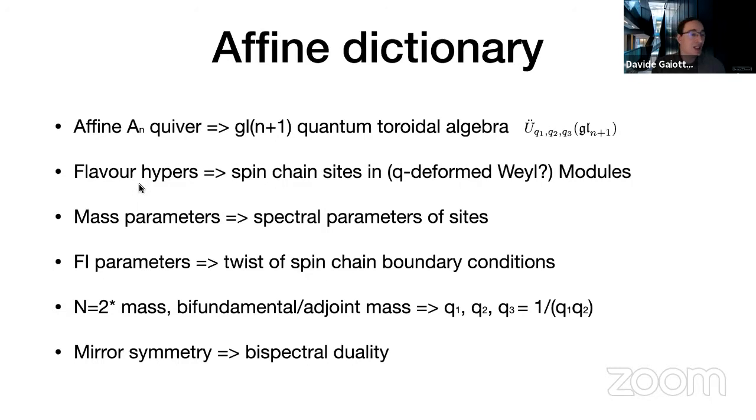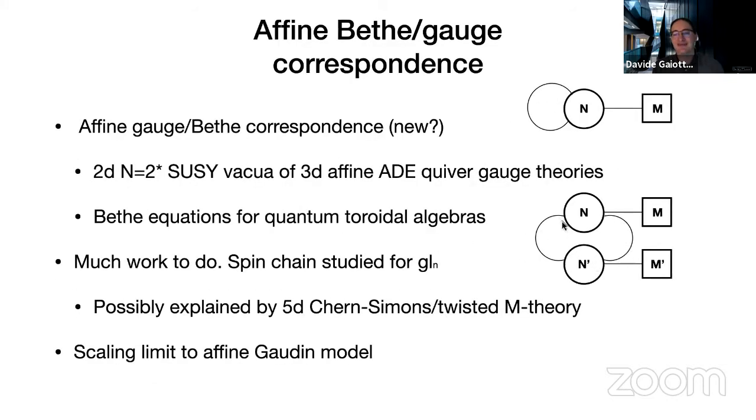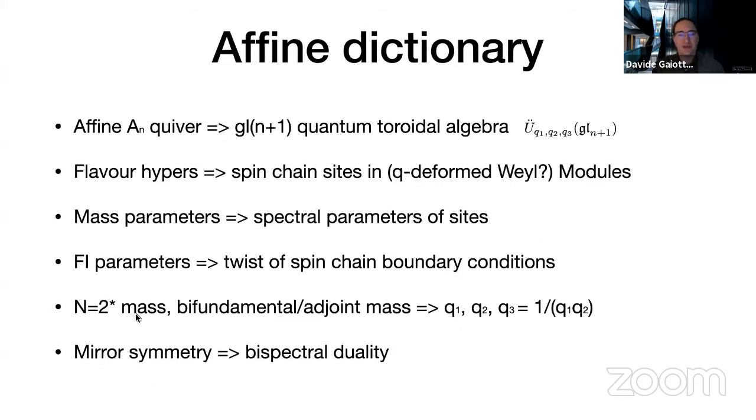Again, the position of the flavors in the chain should control which representations of this quantum toroidal algebra you put at each site of the chain. These representations are not finite dimensional anymore. You should think about them as deformations of Weyl modules for the Kac-Moody algebra. Again, mass parameters and phi parameters enter in a familiar way. And as I mentioned, the A-type affine quivers have an extra mass, which acts by fundamental hypermultiplets only on the links of this necklace. And this together with the n equals 2 star mass gives you these two deformation parameters, q1 and q2.